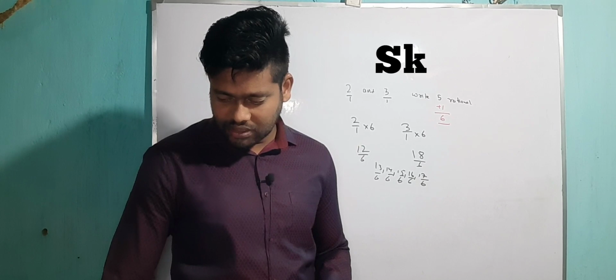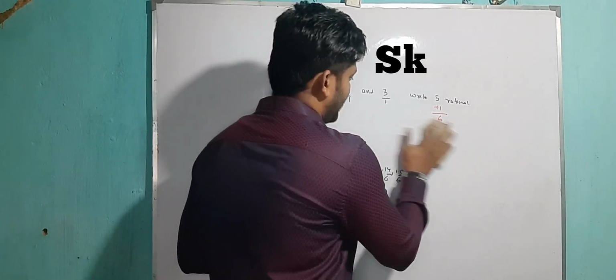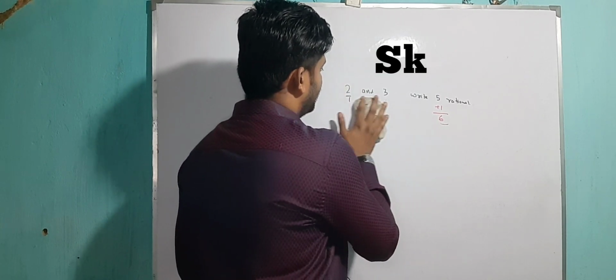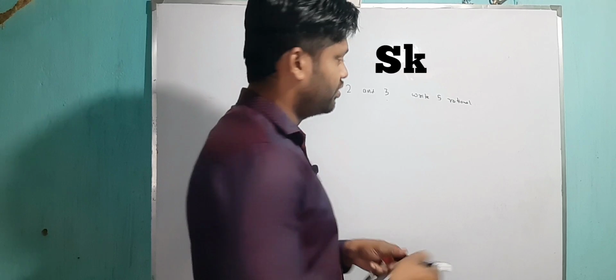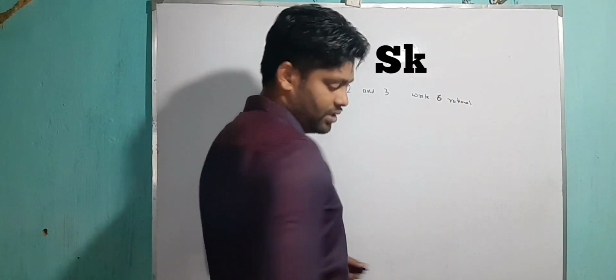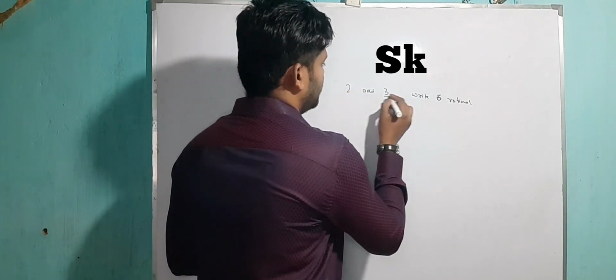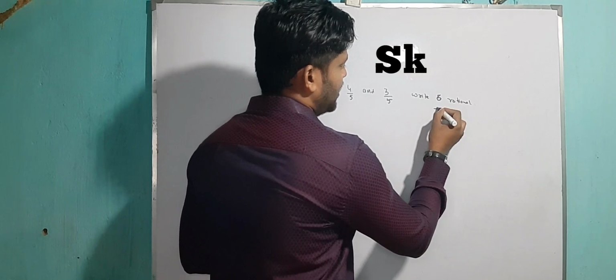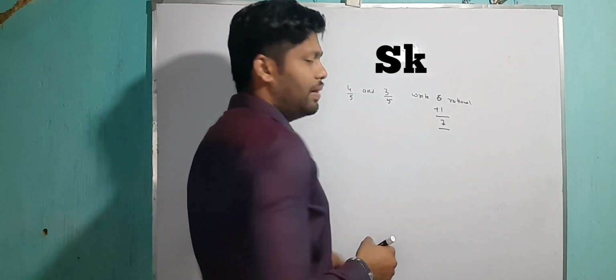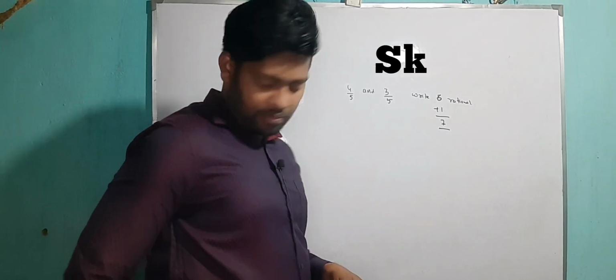For example, one more example, if it is in fraction form. One student was asking me, if it is in fraction form, let me tell you. They are asking to find 6 rational numbers, and the numbers are 3 by 5 and 4 by 5. So again plus 1, it will be 7. So I have to multiply by the number 7.